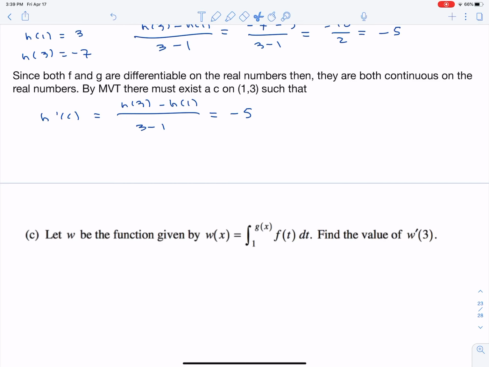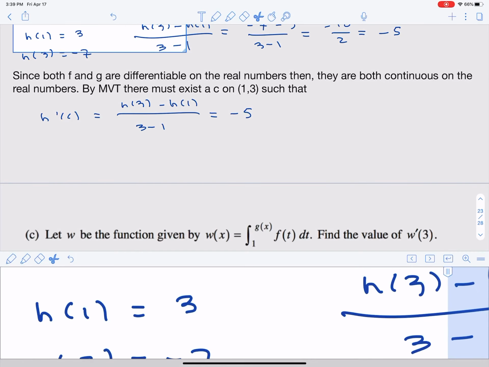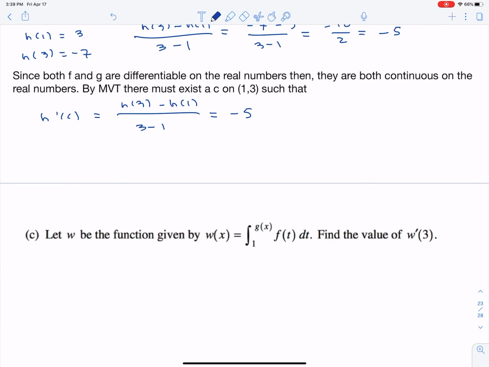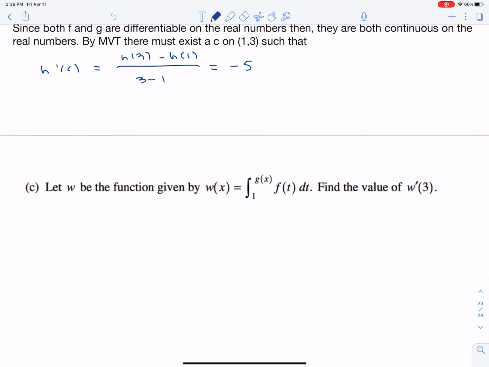Okay, let W be the function given by, whoop, what happened there? Uh-oh. Whew, that scared me. Okay, let W be the function f of Wx equals that stuff. Find the value of W prime of 3. Okay, so let's start with that.